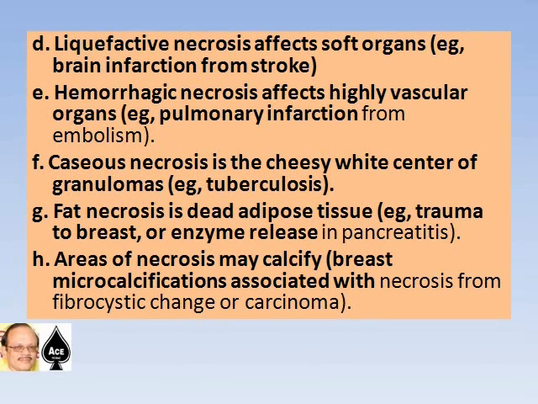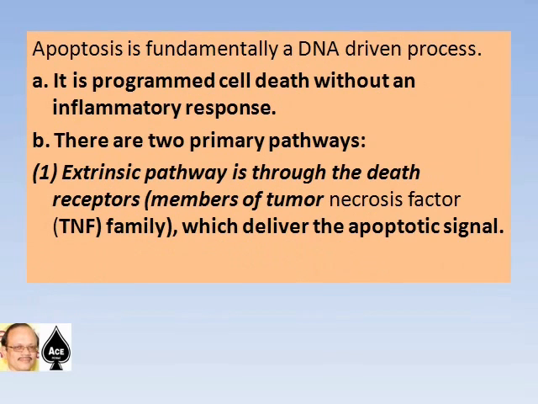Liquefactive necrosis affects soft organs like brain infarction from stroke. Hemorrhagic necrosis affects highly vascular organs like pulmonary infarction from embolism. Caseous necrosis is the cheesy white center of granuloma like in tuberculosis. Fat necrosis is in dead adipose tissue, for example trauma to the breast or enzyme release in pancreatitis. Areas of necrosis may calcify. Breast microcalcification is associated with necrosis from fibrocystic change or carcinoma.